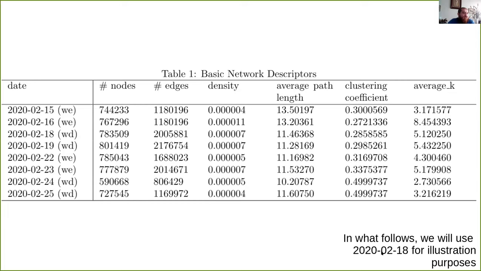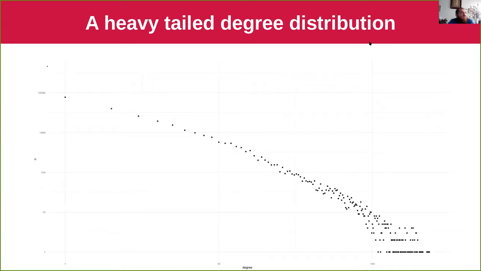And what we see is that this network has a heavy tail degree distribution. So there are a lot of devices that don't really connect with each other. We have a lot of zeros and ones in the degree distribution. I think the highest degree value for this day is about 4,000. So we have some people who have a lot of contacts throughout the day.